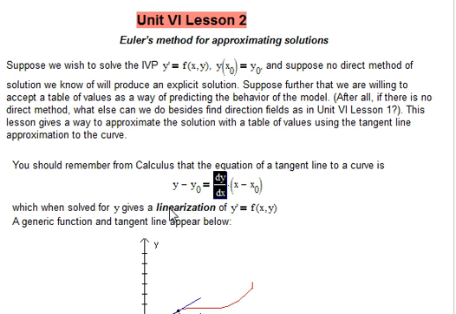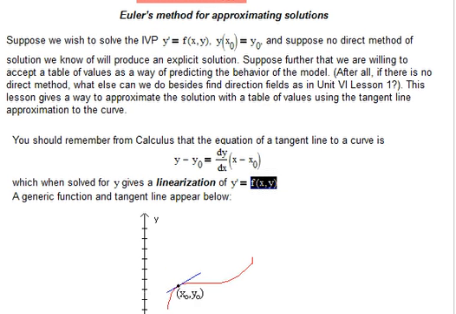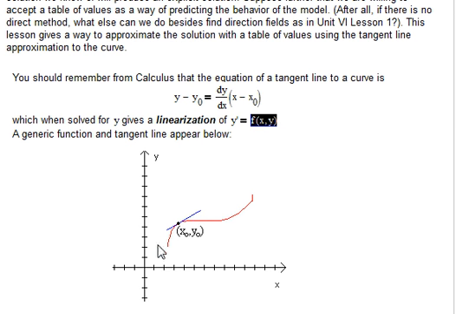So, when solved for y, we just add y sub 0 to both sides, and we get a linearization of the differential equation y prime equals f of x, y. So what we get is a generic function and a tangent line like this. Here's the function in red, here's the tangent line in blue, and that's essentially what we're looking at.